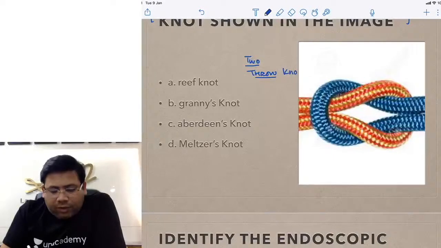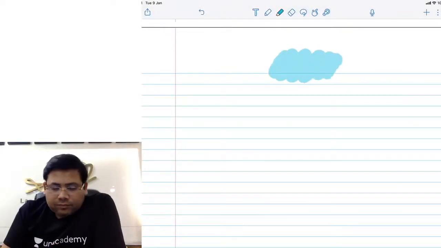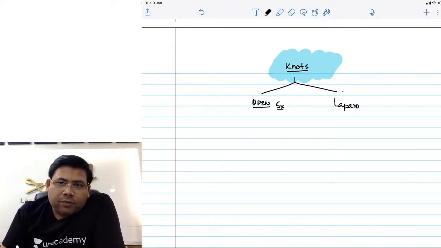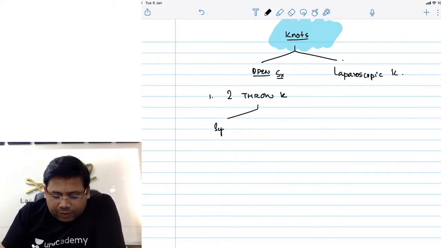Let us have a quick revision of the concept of knots. Students, when we talk about the knots, we have knots in the open surgery and we have the laparoscopic knots. Okay. When we talk about open surgical knots, we have two-throw knots. In these two-throw knots also we have a symmetrical knot.